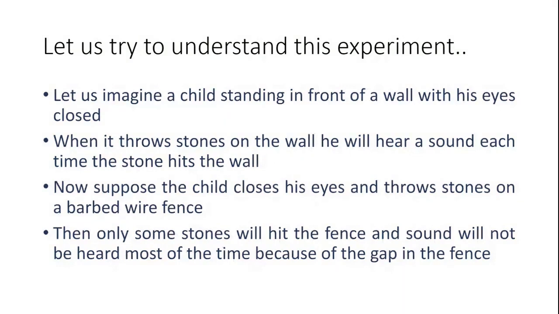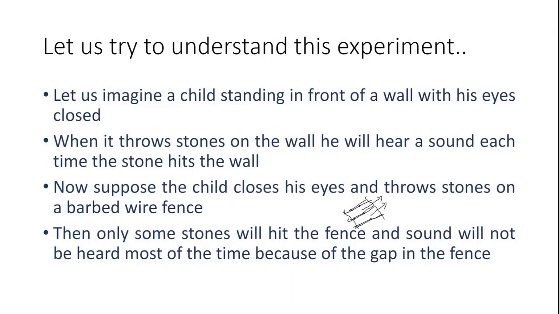Barbed wire fence means we know that that fence will not be compact. Suppose there is a wall, there will be a fence like this, and it will have some small gaps. You can imagine them as lines present, and here there are gaps. So this is a gap, this is a gap.